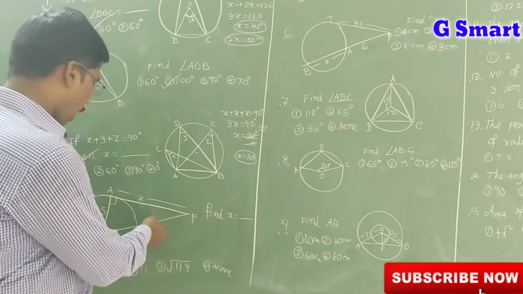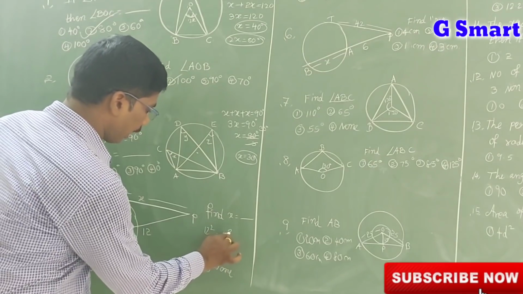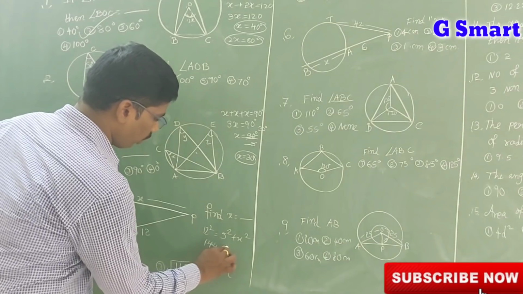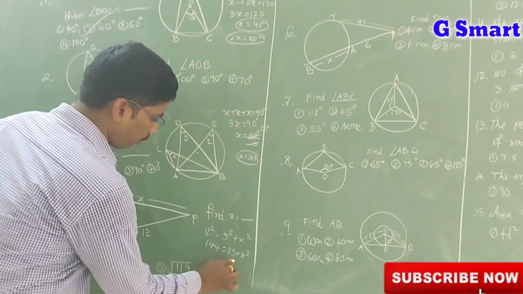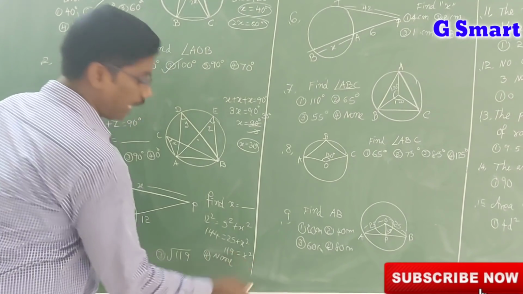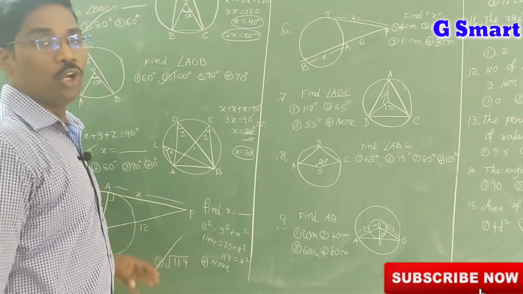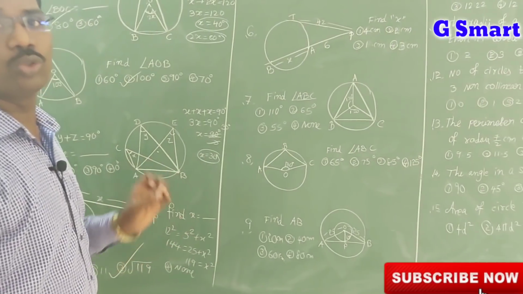So we have to do it properly. Hypotenuse square, 12 square, is equal to 5 square plus x square. So 144 is equal to 25 plus x square. So 144 minus 25 means 119 is equal to x square. Then x is equal to root 119. So root 119 is the third option. Like that we have to do. We should not just guess the answer. We have to do the problem.